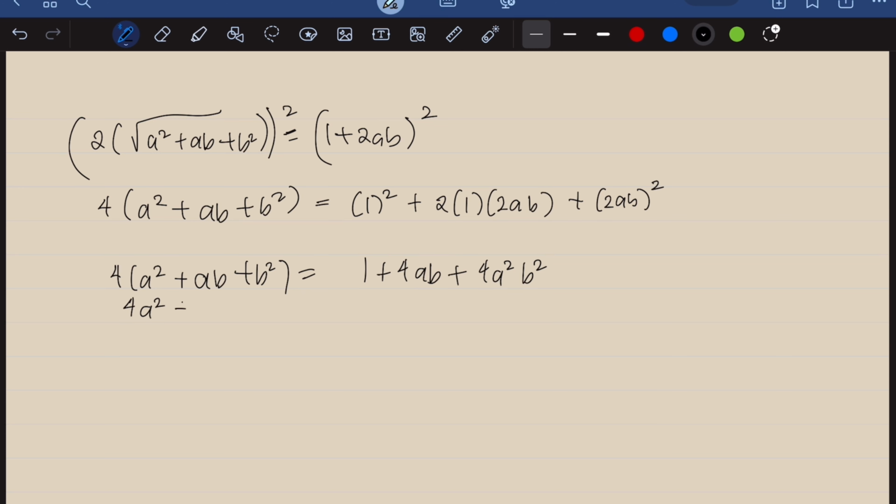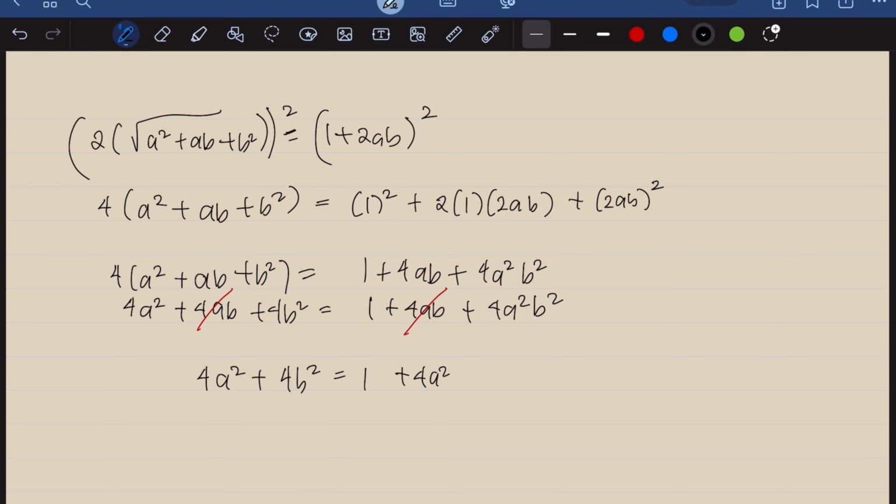Now we distribute the 4 on the left side, because we have here a common term that is 4ab on both sides, so we can cancel that out. So we are left with 4a squared plus 4b squared equals 1 plus 4a squared b squared. We combine everything on just one side. Let's say we put it on the right side. 1 plus 4a squared b squared minus 4a squared minus 4b squared. The left side is 0.